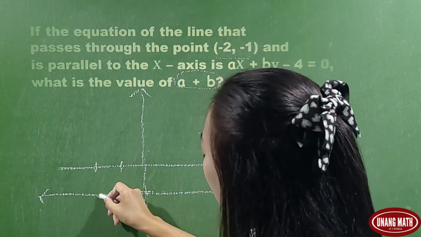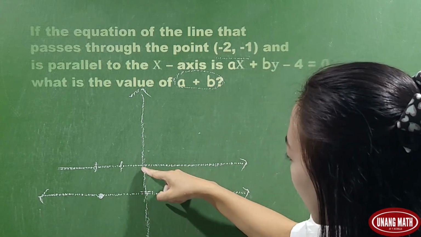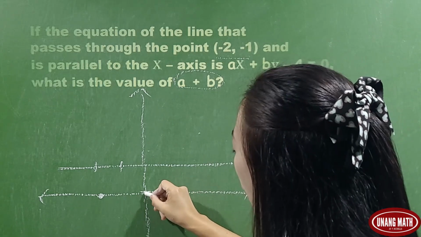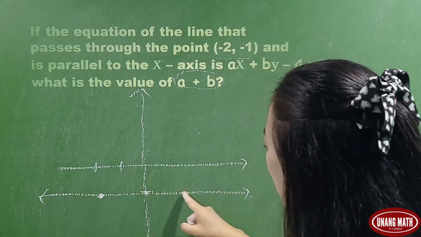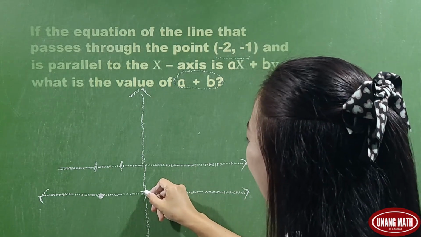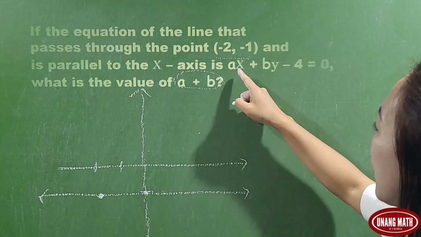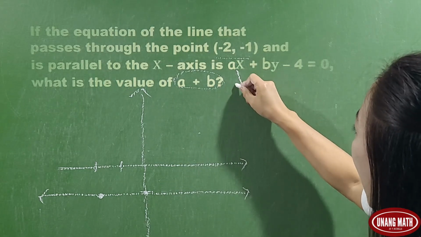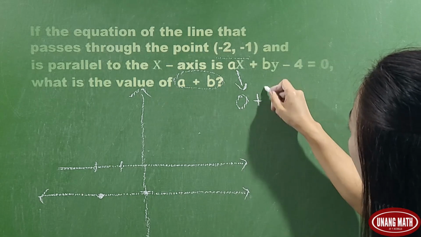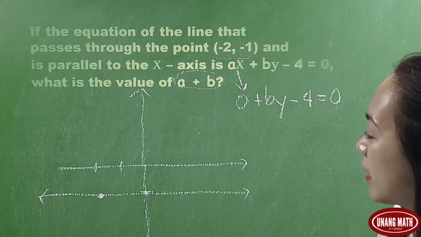So what we are actually looking for is the value of a plus b. If we are looking at this graph parallel to our x-axis, we can conclude that the y coordinates of each point are the same. So we can say that x is equal to 0. So it means a here is 0. So we have here plus by minus 4 is equal to 0.